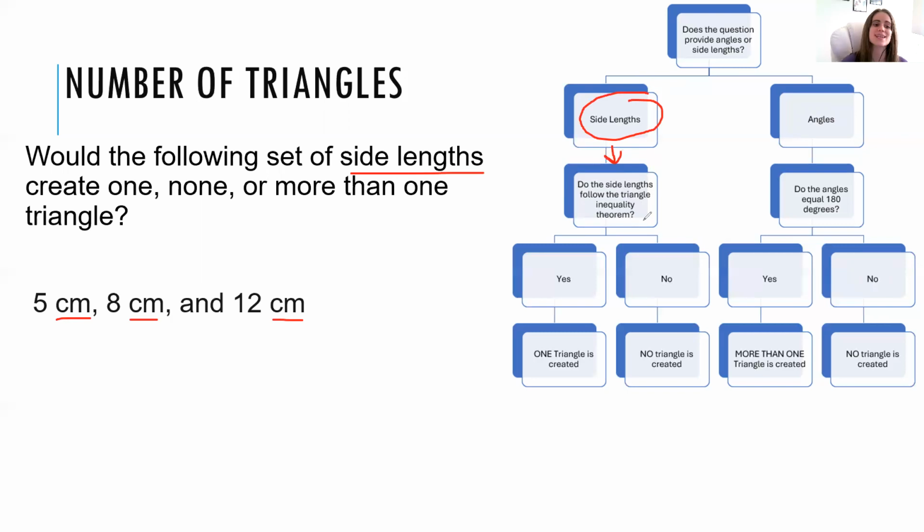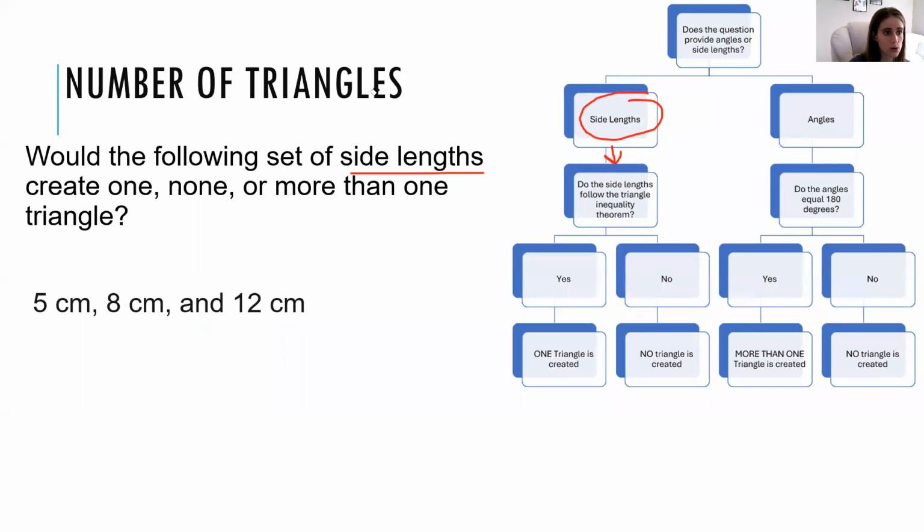That means we need to make sure that these lengths follow the triangle inequality theorem. Remember that the triangle inequality theorem tells us that any two sides of a triangle, when you add them up, has to be greater than the third side. Because it can be any two sides, that means we have to do all the combinations. So with the triangle inequality theorem, the thing to remember is you have to do it 3 times. You have to do 3 tests.